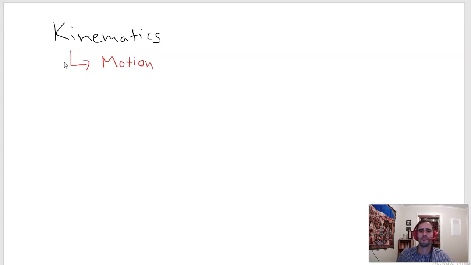Now, motion, movement. Where is something going? How fast is it going? What was causing that motion? Are there any forces involved? Will that motion cause other motions down the track? There's a lot that you can unpack there.